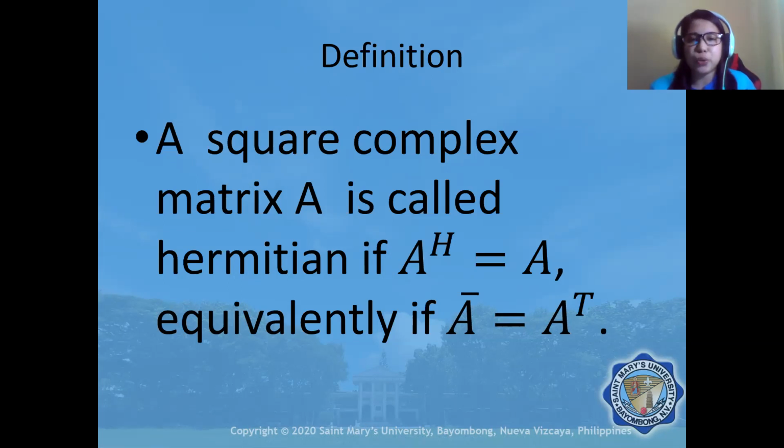So by this definition, a possible Hermitian matrix is a square complex matrix A. Just to recall, a square matrix has the same number of columns and the same number of rows. As mentioned in the previous videos, we can denote the order of our matrix as m times n, which means the number of rows is equal to the number of columns, so m is equal to n.